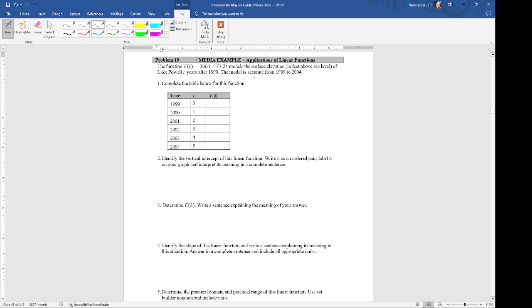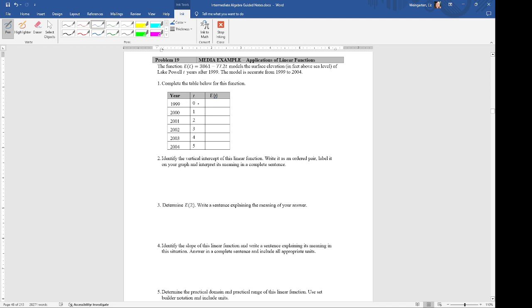Here's a model of a linear equation, and this model represents the surface area of elevation of Lake Powell t years after 1999. This shows how linear functions can be used in real-life situations. What they want us to do in problem 1 is complete the table for this function.